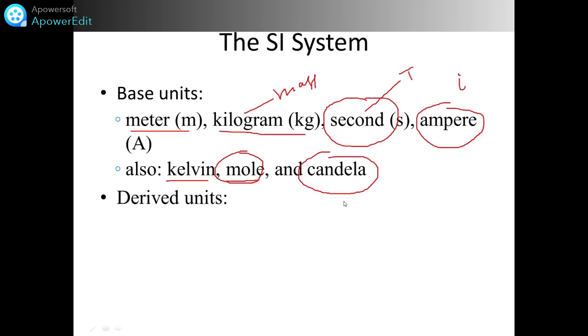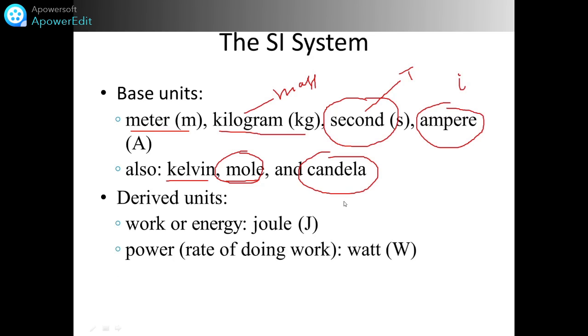The second system is the SI derived units, which are basically derived from the base units. So work or energy is derived from the base units, which is measured in joules. The power, the rate of doing work, is measured in watts. Basically we all know 1 watt is equal to 1 joule per second.